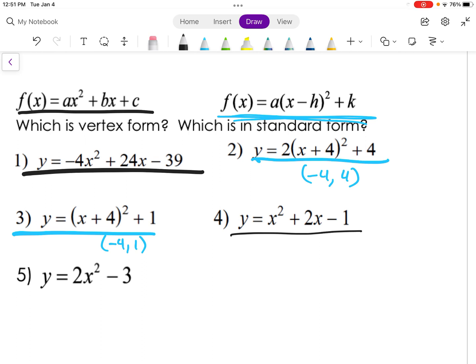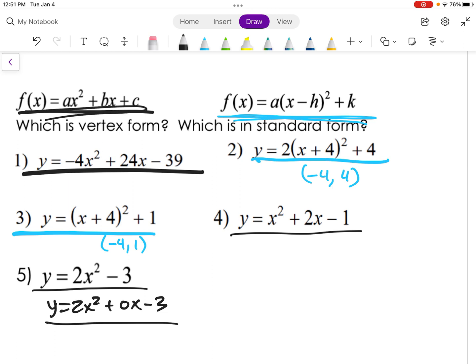This last one's a little tricky, so I don't know what you came up with, but I think we could actually argue that it's both. It could be standard form, kind of like 2x squared plus, kind of like having a 0x in the middle, right? That's the same as that. So I think it could totally be standard form. I also think you could think of that equation as being this, where there's no left and right shift, right? There's no horizontal shift, but there is a vertical shift down 3. So this one I think actually is both. Like that is in both vertex and standard form. That's kind of a special case there.